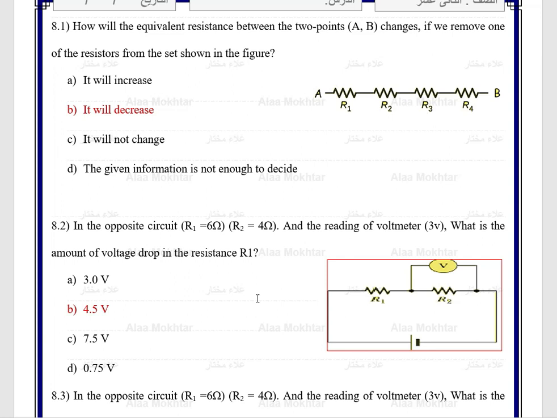Question number 8.1. How will the equivalent resistance between the two points A and B change if we remove one of the resistors? If we remove one, the equivalent resistance will decrease. Why? Because it's a series connection, so that Req equals R1 plus R2 plus R3 plus R4. If we remove any of these resistors, the equivalent resistance will decrease.